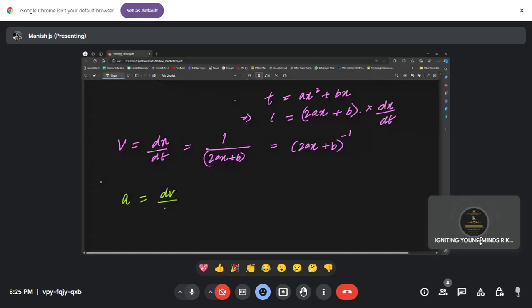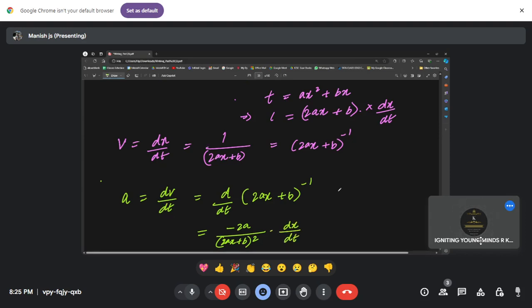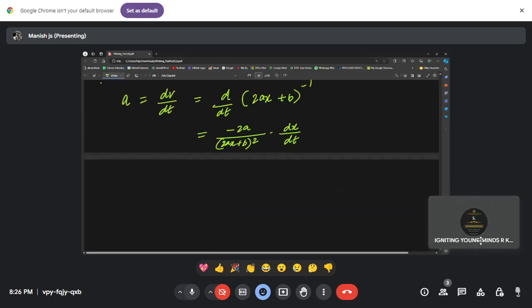Acceleration is the rate of change of velocity, so it can be expressed as d by dt of (2ax plus b) the whole inverse. You just differentiate it. You will get minus 2a upon (2ax plus b) the whole square, times dx upon dt. So I'm differentiating here, applying the chain rule.